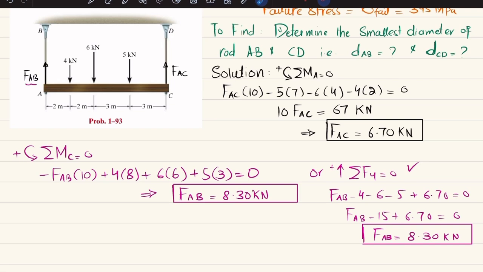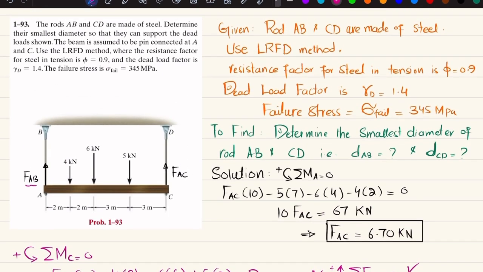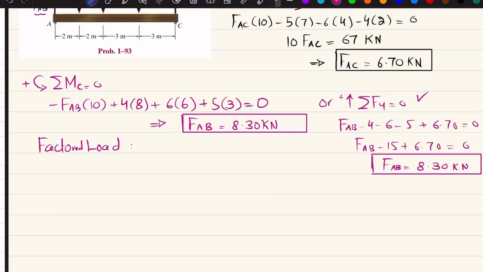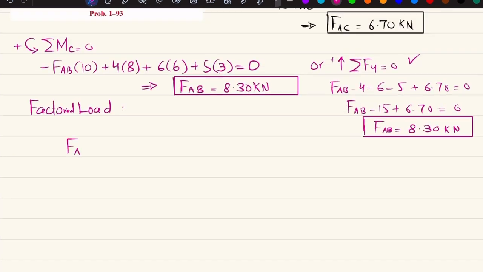Now we have FAB and FAC. We have been given factored load, so we will find the factored load, because you can see that we have been given the dead load factor is 1.4. So this load FAB will be increased by 1.4 times. So 1.4 multiplied by FAB, which is 8.30. So this load will be increased. So it will be equal to 11.62 kilonewton.